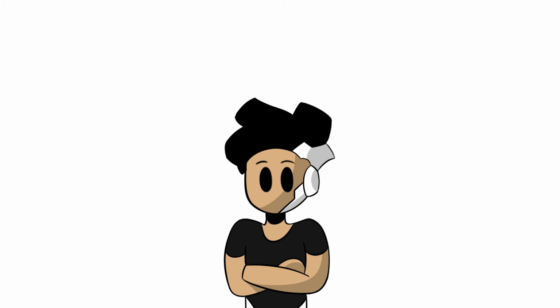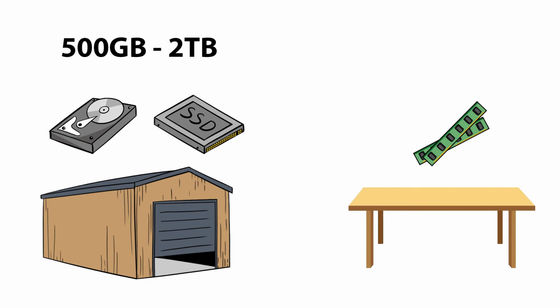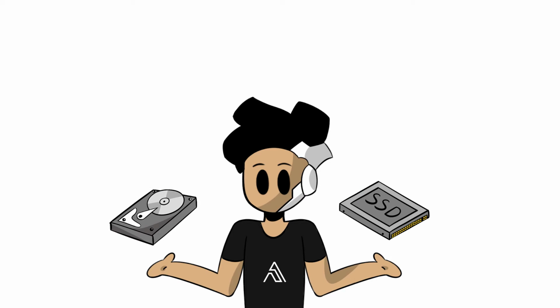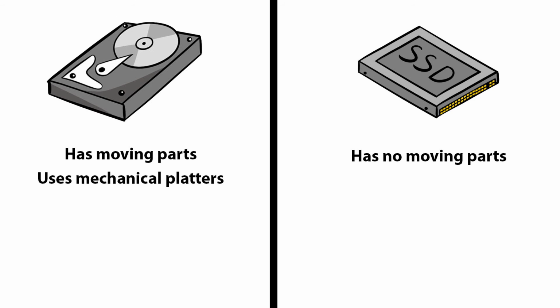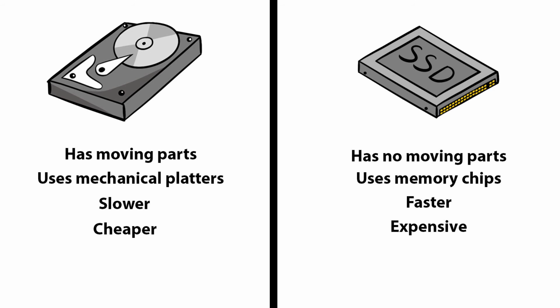A garage is obviously bigger than a table, so it contains more space. They can store around 500 gigs to 2 terabytes of memory, while RAM can only store around 8 to 32 gigs. Now let's see how these differ. Hard drives have moving parts while solid-state drives don't. Hard drives use mechanical platters to store data, solid-state drives use memory chips. Because of this, SSDs are faster. However, hard drives are cheaper and have a higher capacity.